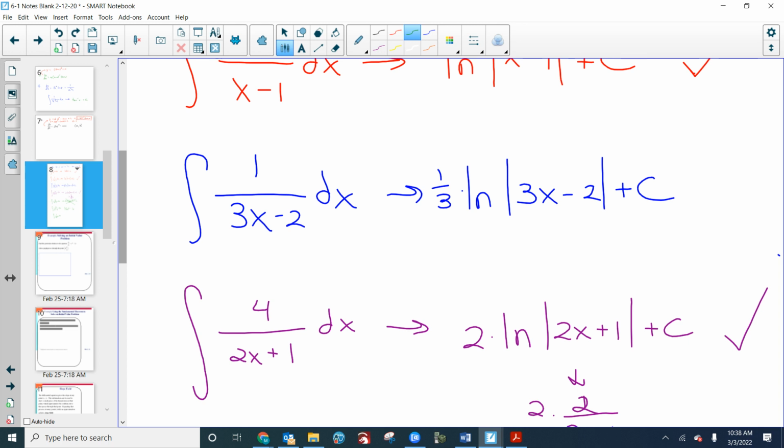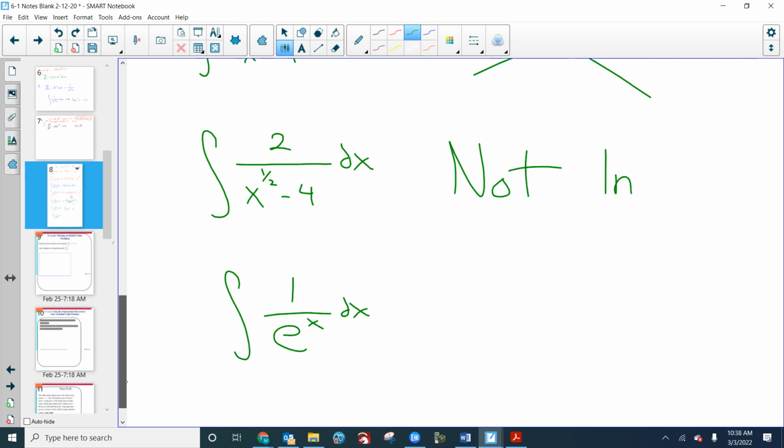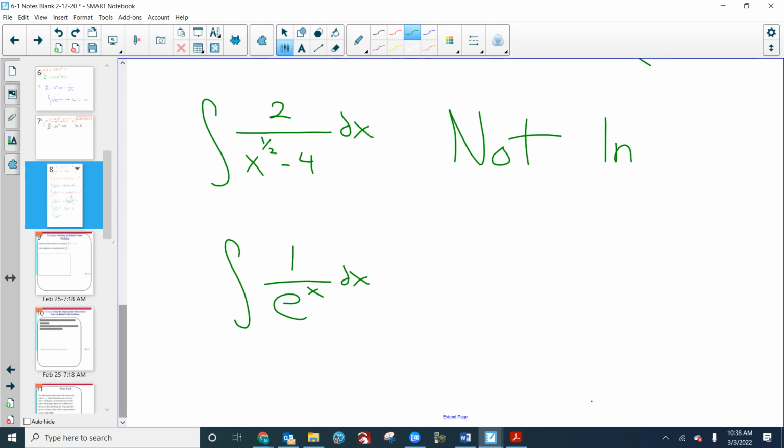Let me say it again. The 2ln we're looking for is a number over a linear expression. Okay, linear. 5x minus 10, 3x minus 2, 2x plus 1. Those are all fine and dandy. All right? But what about something like that?